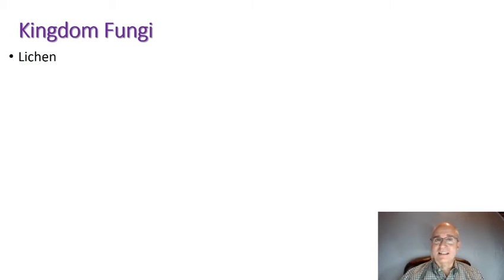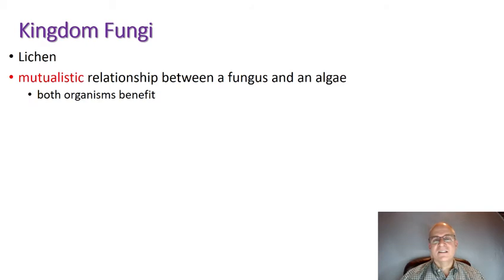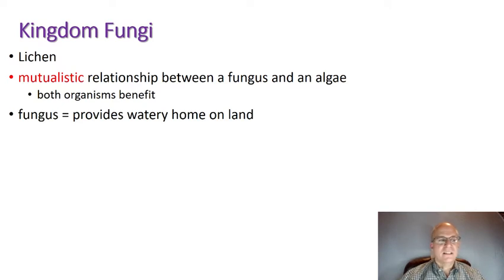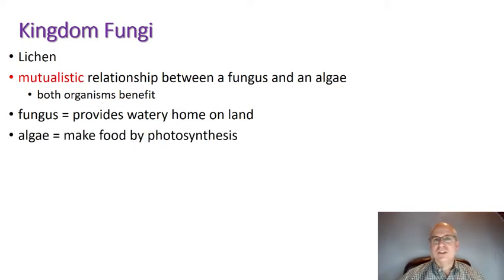Now, an interesting thing is something called a lichen. And lichens are a mutualistic relationship between a fungus and an algae. And as I mentioned before, mutualistic means that both organisms are going to benefit. So in this case, the fungus is going to be living on the land, and it's going to provide a watery environment in which the algae are going to be able to grow. So the fungus helps the algae by providing this watery environment because algae have to live in water. The algae are going to be able to do photosynthesis, and as a result produce food, produce sugars for the algae as well as the fungi.